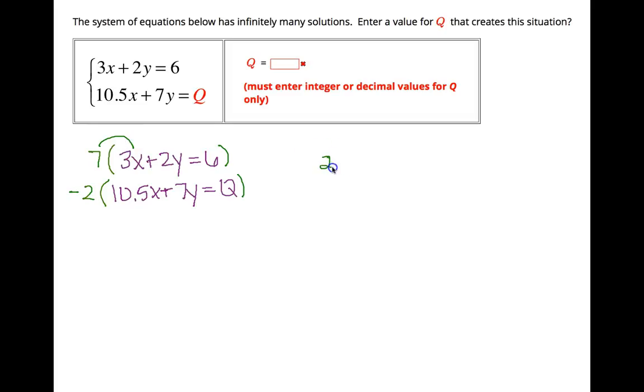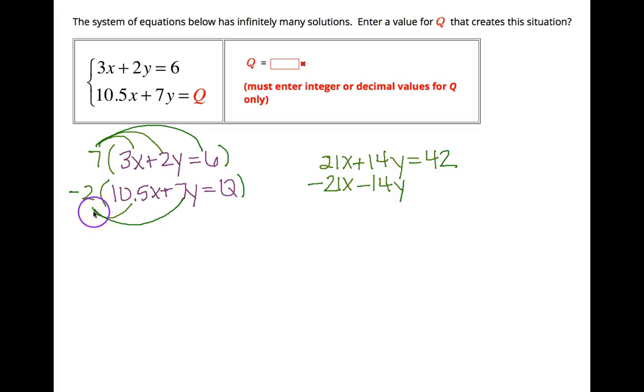Now we have 21x plus 14y equals 7 times 6, which is 42. Now on this hand, we have negative 2 times 10.5. That's going to be a negative 21x. Negative 2 times 7y is going to be a negative 14y. And then here, negative 2 times q equals a negative 2q.